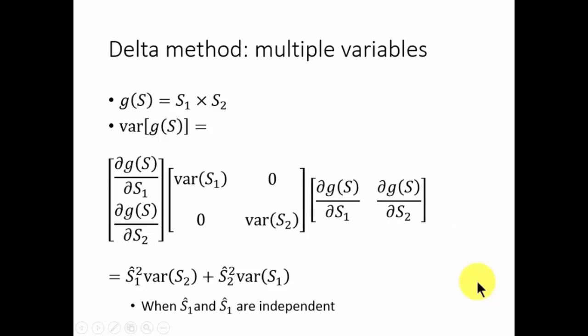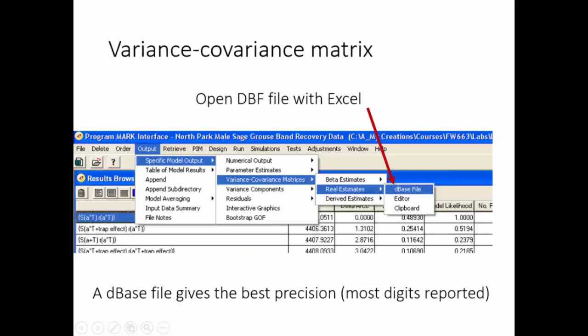Interestingly, if the survival estimates are independent, then the linear equation simplifies to this expression. What we mean by independence is there is no covariance between the parameters, shown by zeros in the variance-covariance matrix, and this can come about if S1 and S2 are estimated from different models. We can retrieve the variance-covariance matrix in MARK by navigating the output drop-down boxes shown here. The DBase file gives the greatest number of significant digits.